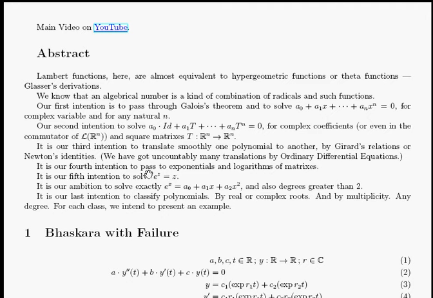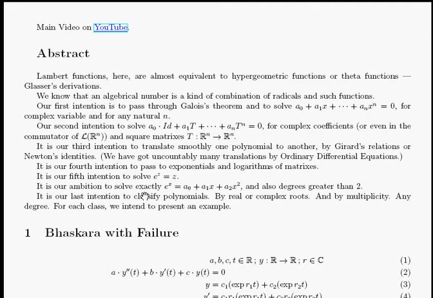Its intention is to pass through exponentials and logarithms of matrices, but commutative matrices. Non-commutative is beyond this subject. It's our intention to solve exponential of complex equals to complex, exponential of matrix equals to matrix.